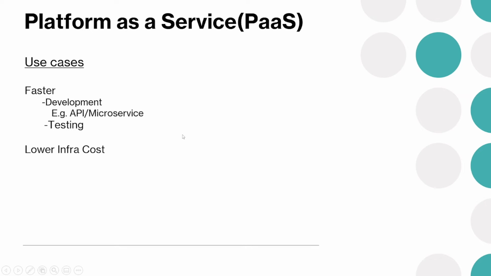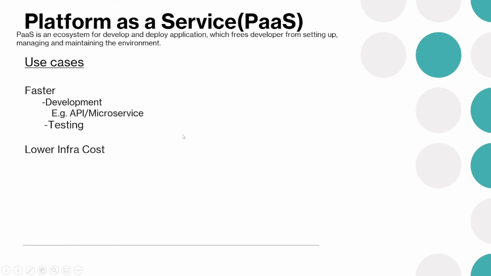Okay, so what exactly is PaaS? PaaS is an ecosystem to develop and deploy applications which frees the developer from setting up, managing and maintaining the environment. It's a complete suite wherein a developer can use this ecosystem to develop and deploy any application. Again, there are language-dependent PaaS applications.